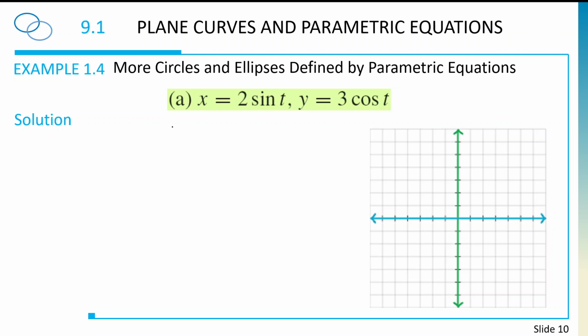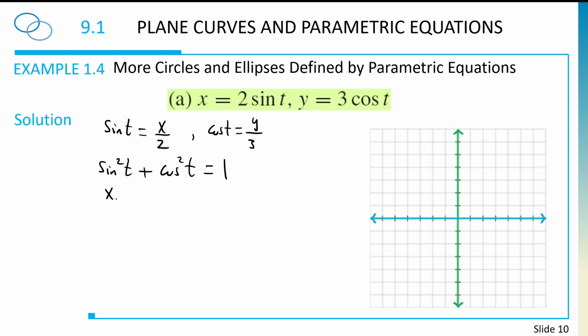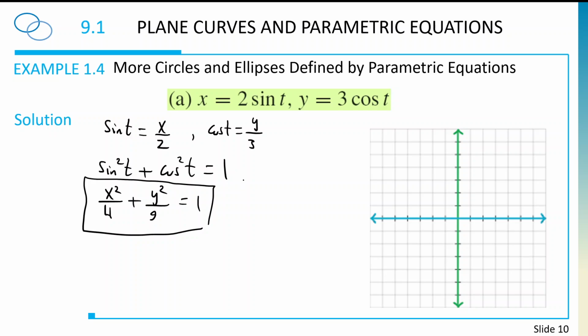So now for x, we know that sine of t equals x over 2, and cosine of t equals y over 3. Now I'll use the Pythagorean trig identity: sine squared plus cosine squared of t, this is a fact, equals 1. Just replace these values. This is x squared over 4 plus y squared over 9 equals 1. And this is an equation of an ellipse.